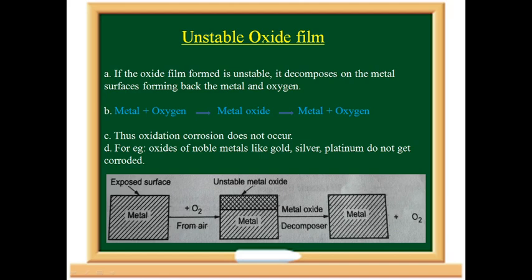So in the exam, normally a question is asked in university board paper, gold does not get corroded, explain in detail. So there you have to remember, okay, I have to write about unstable oxide film, and diagrams everywhere, diagram is compulsory. Without a diagram you cannot even explain this type of topic. So this is about unstable oxide film.